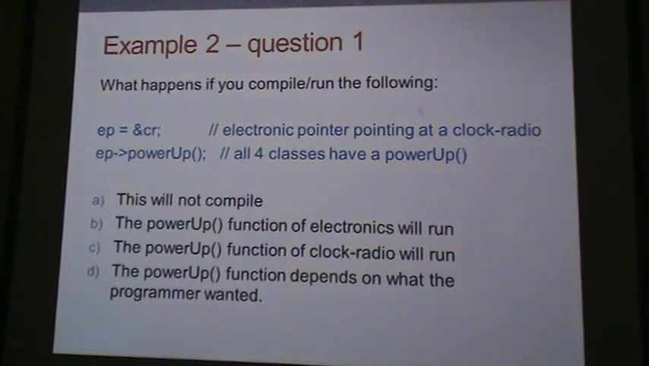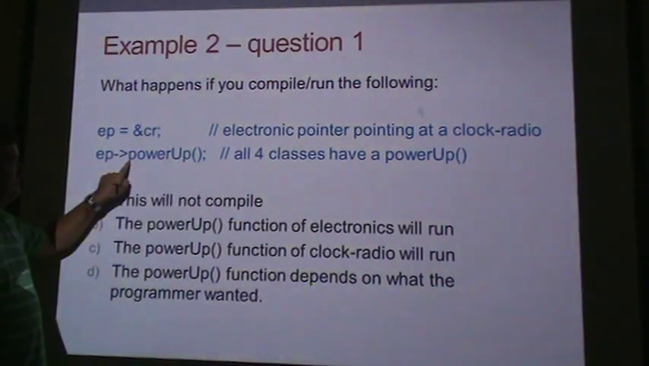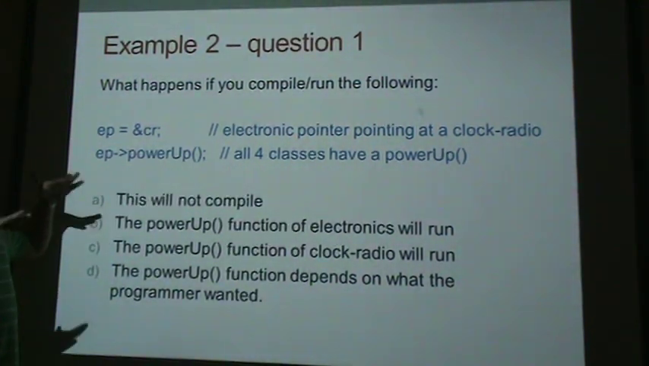Well, it should compile then, because if it's basing it off an electronics class, it will see that there is a power-up method in the electronics class, so it wouldn't throw a mismatch error. Right, because there is a power-up method. Exactly. So the fact that the method exists in the electronics class will allow it to compile.